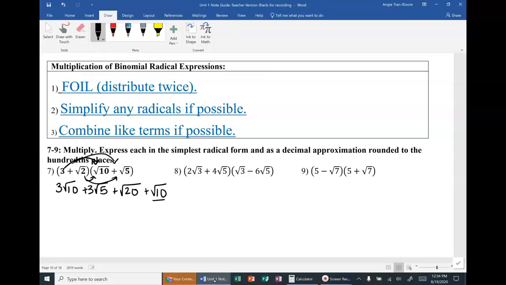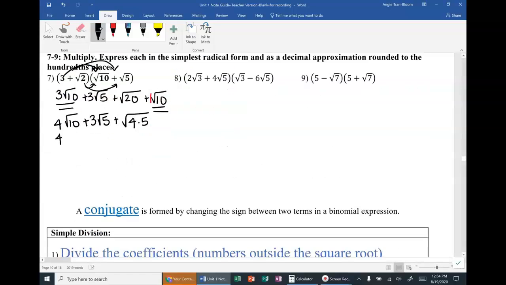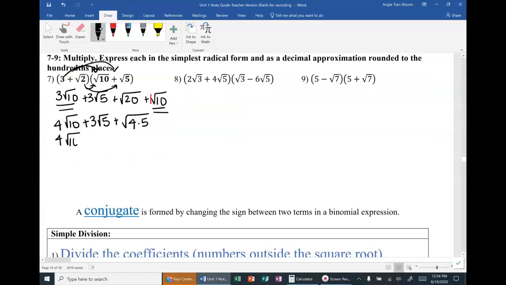Then from here, as you can see, I have 2 of the like radicals. That will give us 4 rad 10, because technically this right here has a coefficient of 1, so we can combine those. Now, I'm going to drop 3 rad 5 down because I know rad 20 has a nice square number of 4. That will allow me to simplify a little bit further, I'm going to write all the steps down, to 2 rad 5.